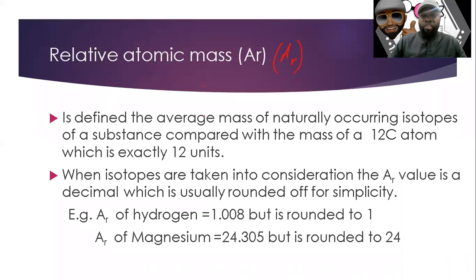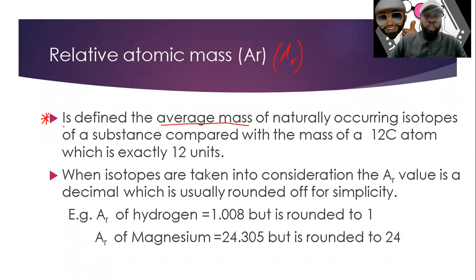Now, the relative atomic mass is defined as the mass of naturally occurring isotopes of a substance compared with the mass of a carbon-12 atom, which is exactly 12 units. So it's a comparison. You're comparing the average mass, that is, of naturally occurring isotopes of a particular substance, with the mass of carbon-12. Carbon-12 has a mass of exactly 12 units.